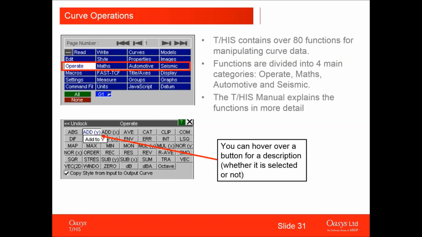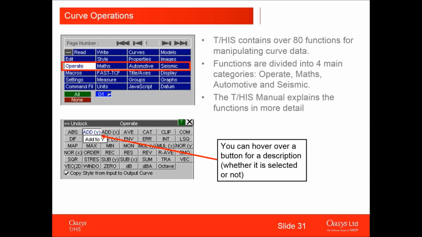Okay, so the next section I will talk about curve operations. I won't go through all of them, but I'll go through some of the basic ones. There are over 80 different functions for manipulating curve data, and these are divided into four categories: operate, maths, automotive, and seismic. Now you might find that some of the things that you want are actually under automotive or seismic rather than where you might want them to be in one area. But there is a sort of logic to this subdivision.